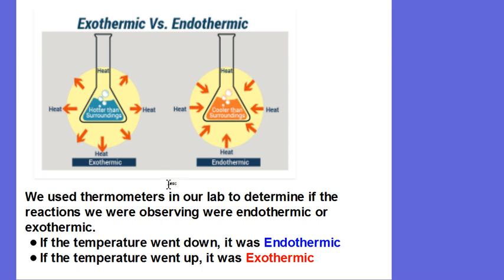And one way you can tell whether a reaction is exothermic or endothermic is to just use a thermometer. That's what we did in our lab. So if you measure the temperature of the reactants, what you're starting with, and you measure the temperature of the products, what you end up with, you can know whether it's endothermic or exothermic. If the temperature goes down, it's an endothermic reaction. If the temperature on the thermometer goes up, it's exothermic.